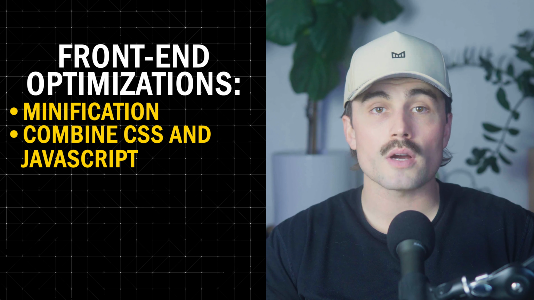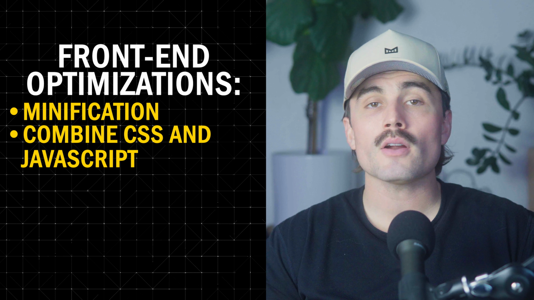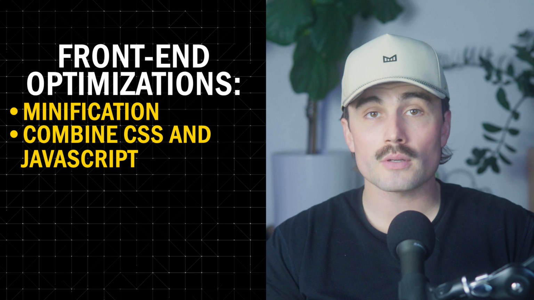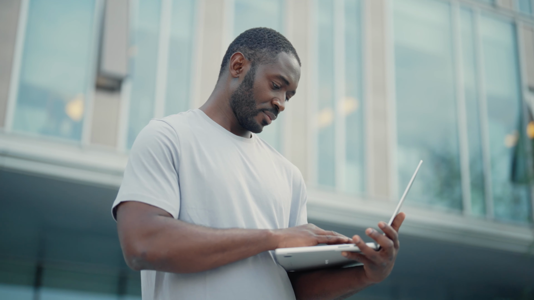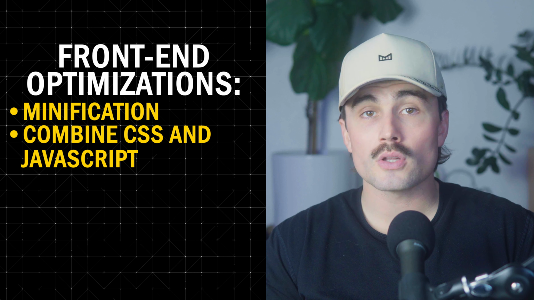Combine CSS and JavaScript. Use with caution. Combining files reduces the number of requests a browser makes. In SiteGround Optimizer, you can enable combine CSS files and combine JavaScript files. However, combining can sometimes break functionality, so test your site after enabling these settings. If something stops working, disable the combination and rely on minification alone.